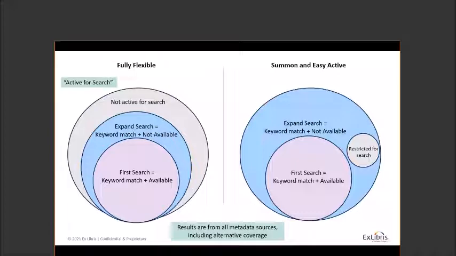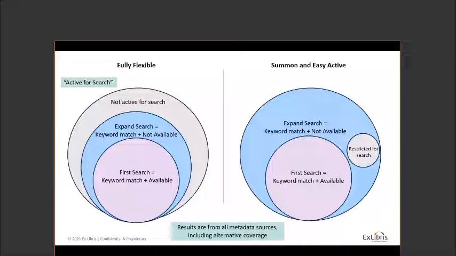I said 100%, and it's not quite 100% because we also have this small circle of restricted for search. This is the part of the collections that will not be shown in the expand search unless the customers activate them. This is because these collections require a subscription to see the records, for example Scopus or Web of Science. So only customers who actually subscribe to the content can see it in the expand search, after they activate them.